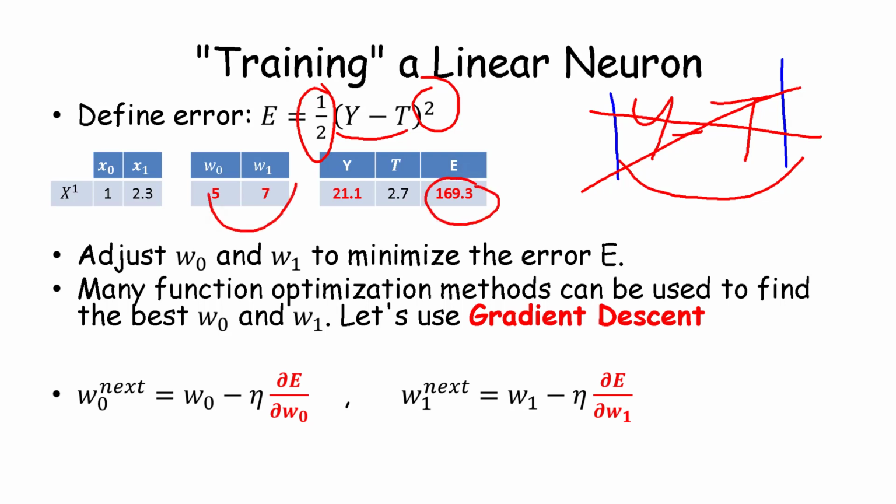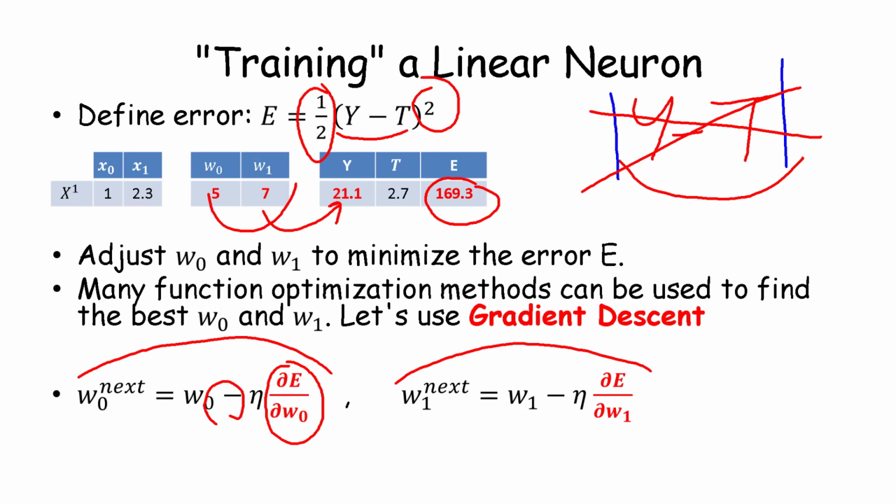Changing the weights will change the output, which in turn will change the error. There are many optimization strategies that can be used to adjust the weights to minimize the error. We'll use our favorite method, gradient descent. We have 2 weights to adjust. We would apply gradient descent to both of them. We would change each weight such that we move in the opposite direction of the gradient of the error with respect to that weight. The gradient is multiplied by a learning rate eta to control the magnitude of the adjustment we make.